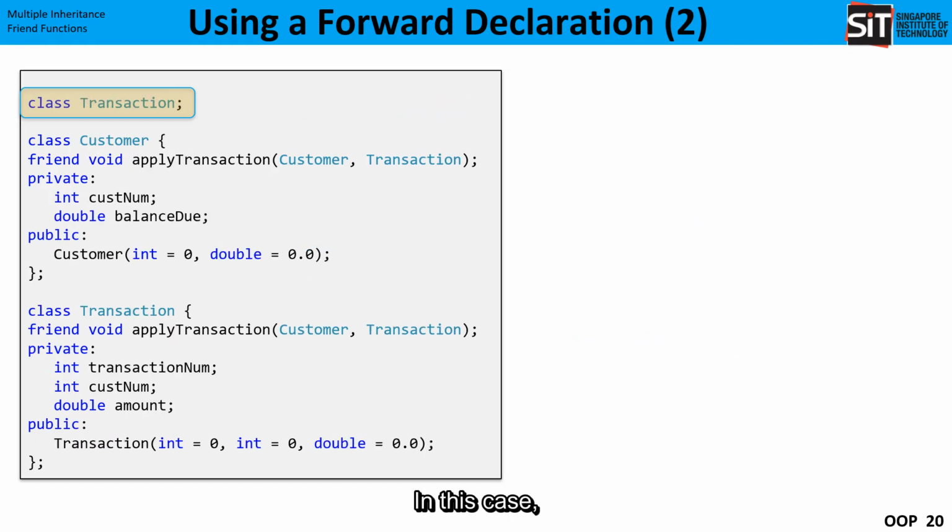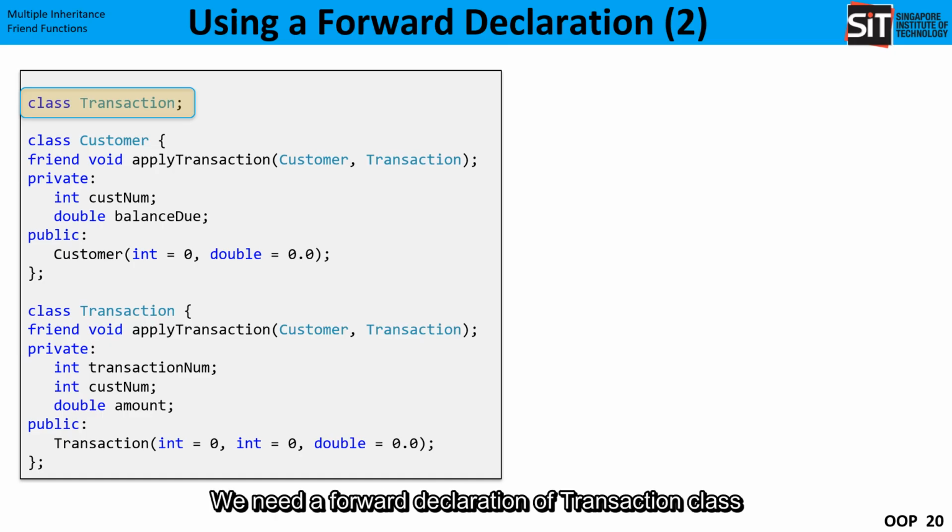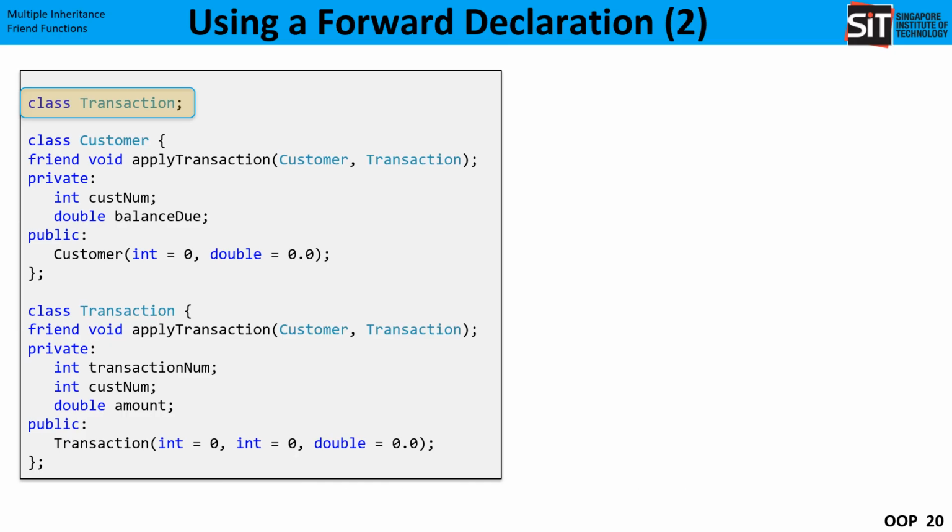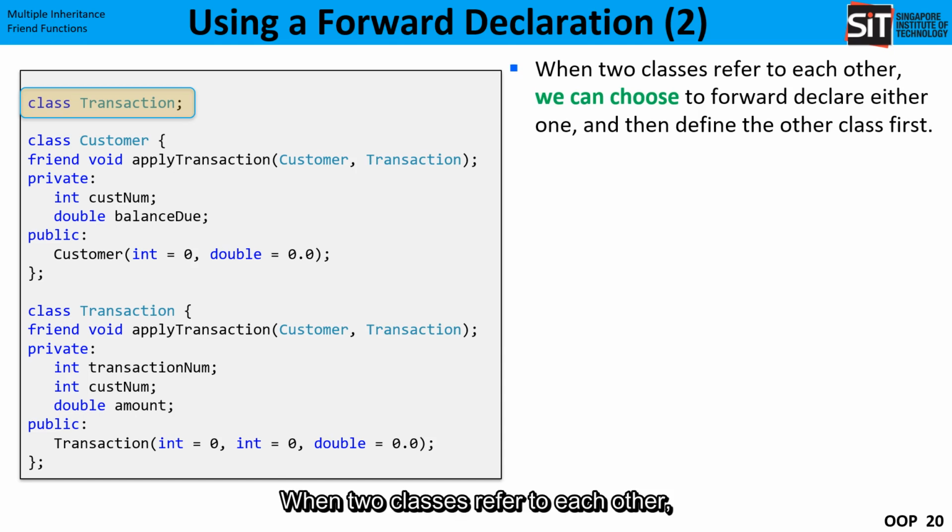In this case, we have the customer class defined first. We need a forward declaration of the transaction class to place before the customer class declaration. When two classes refer to each other, we can choose to forward declare either one, and then define the other class first.